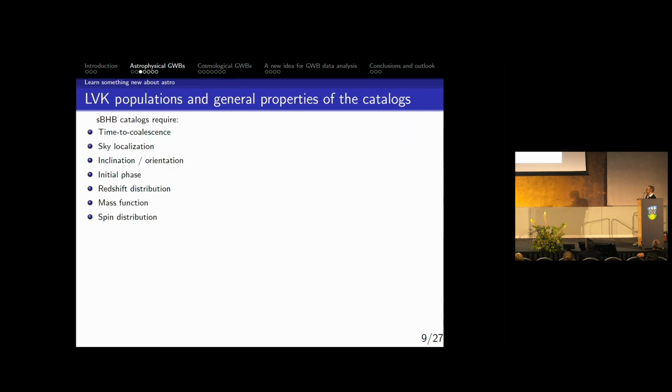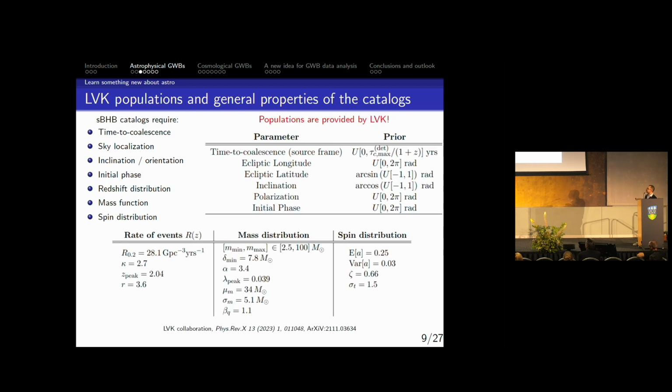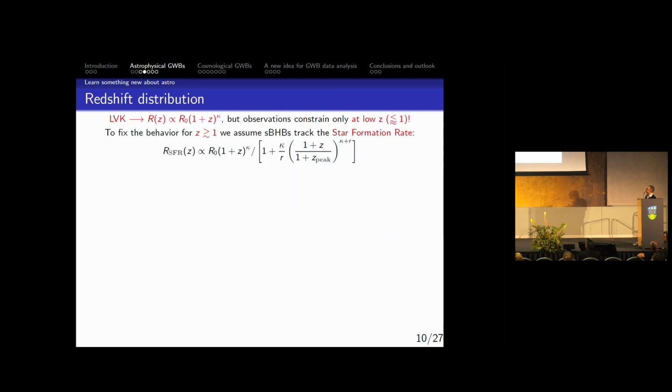As I said, basically you need a catalog to start with. So you need to specify for all the sources, first of all, how many sources we have, and for all the sources, what are the properties. Luckily, for stellar origin binary black holes, we can take the populations given to us by LVK measurements. One important thing to mention, though, is that LVK measurements only tell us things up to some value in redshift. So when you want to compute the stochastic background, since it's sensitive to the whole universe, you need to continuate these populations up to very high redshifts.